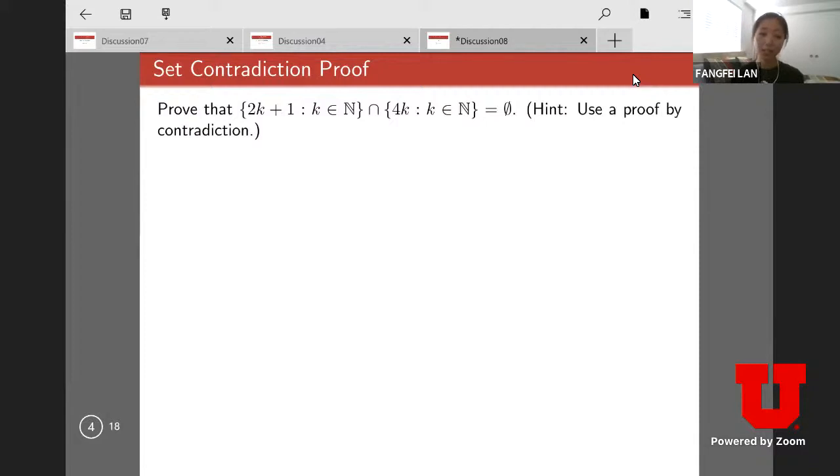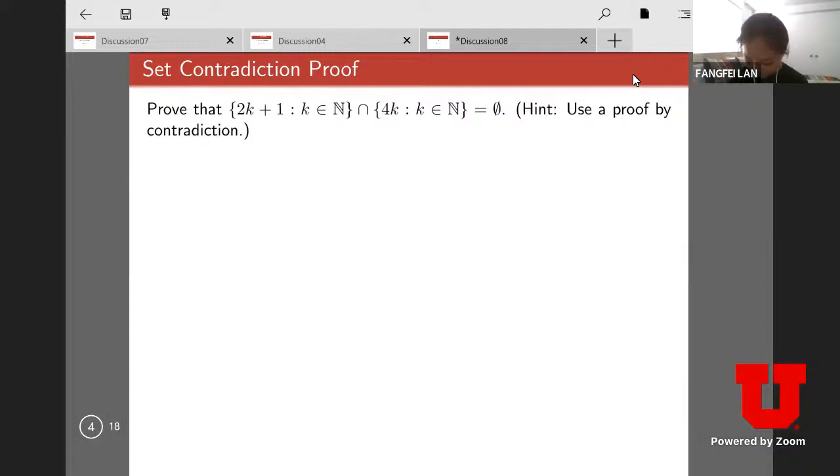We have one side that looks like 2k plus 1. The other side, we have 4k. Can't 4k be factored out into 2 times 2k, and so we can show that one is odd and one is always even? Yes, so I think that is a perfectly fine proof.